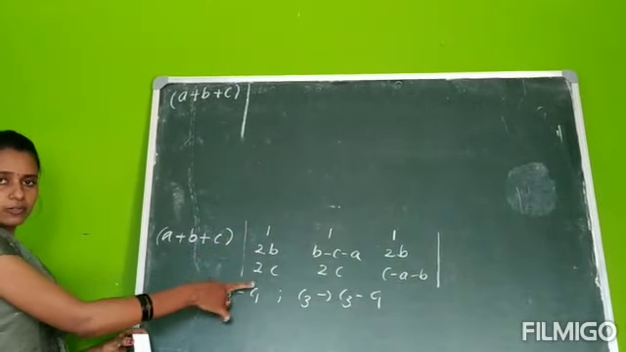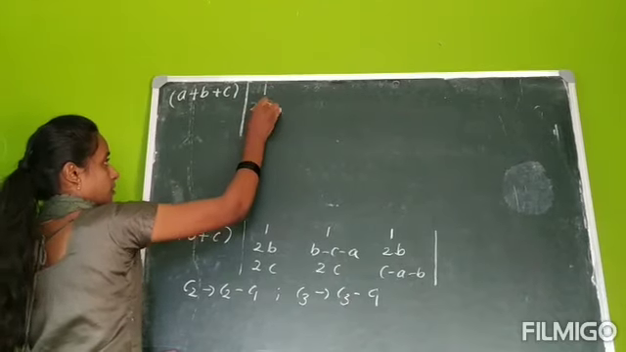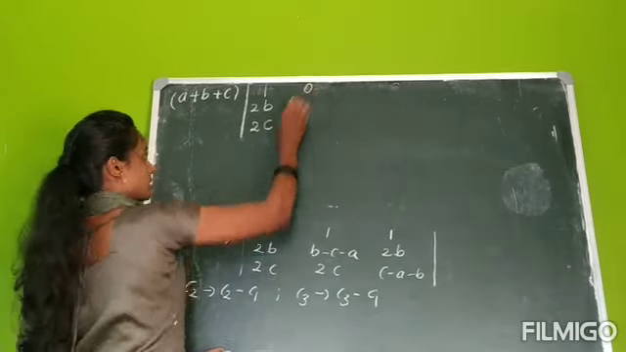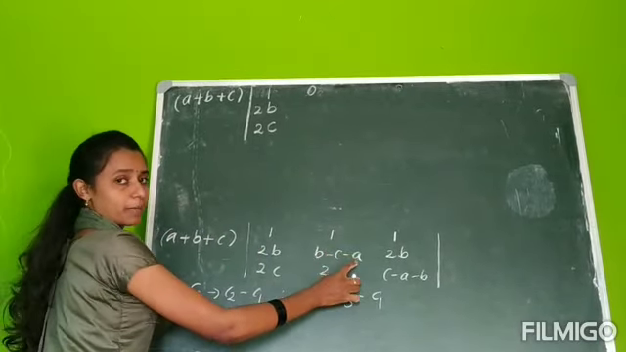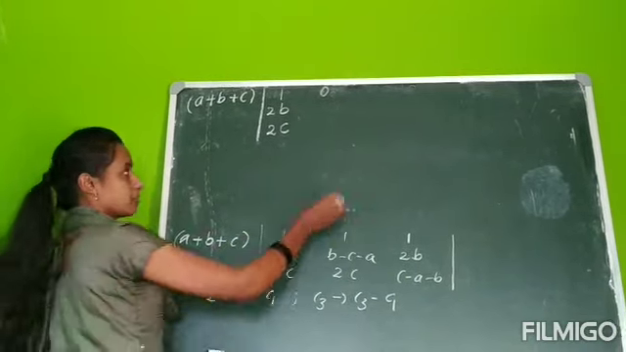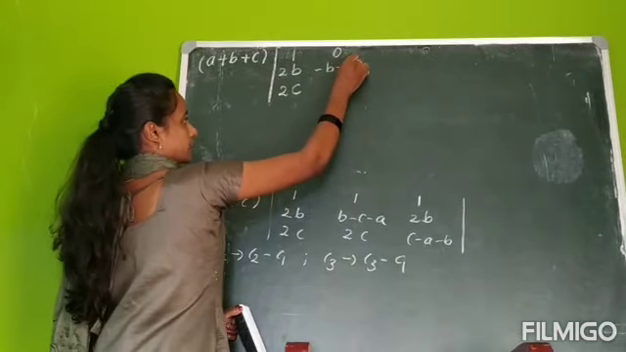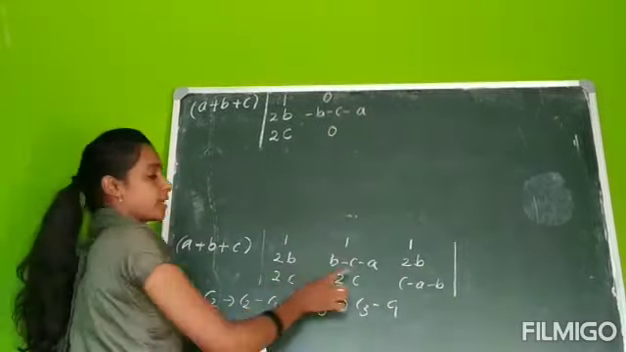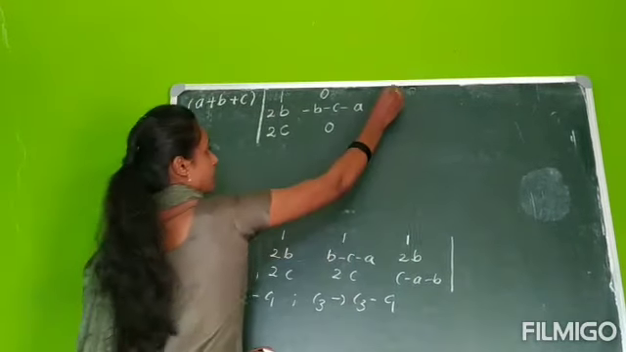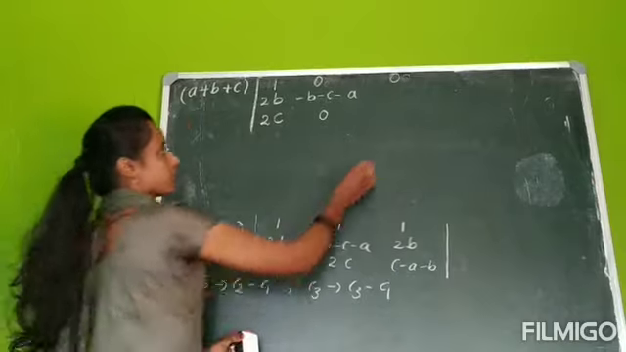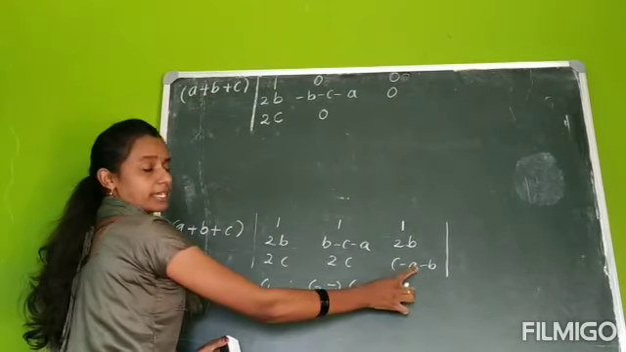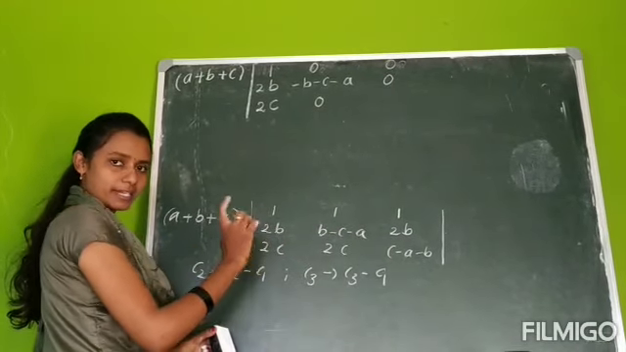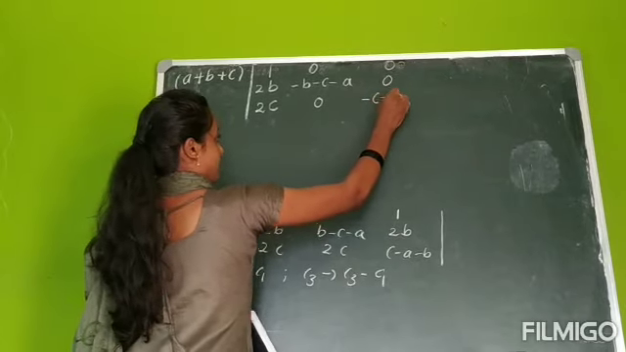That means the first column you need to write as it is. So 1, 2B and 2C. C2 minus C1, 1 minus 1 is 0. Next B minus C minus A minus 2B is nothing but you will get minus B minus C minus A. You can check it. 2C minus 2C is 0. Next C3 minus C1, 1 minus 1 is 0. 2B minus 2B is 0. Next C minus A minus B minus 2C, you will get plus C minus 2C is nothing but negative C, minus C minus A minus B.